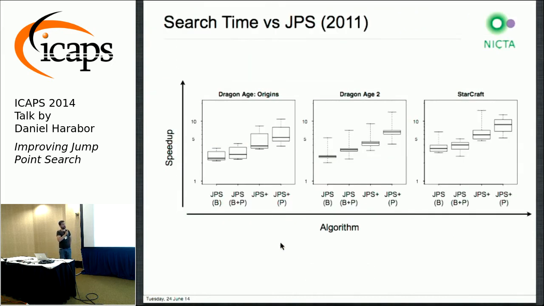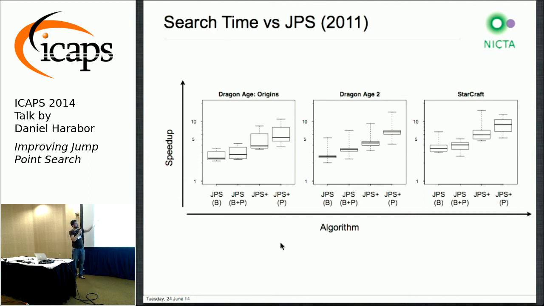All right. So search time versus jump point search. What you see along the y-axis is the improvement, number of times that we go faster than jump point search 2011. And along the x is the different algorithms that we're comparing against. So you can see on each of the benchmarks we do better. In the case of a JPSB, we do between 2 and 3 times faster in most cases, right, than the original jump point search algorithm.